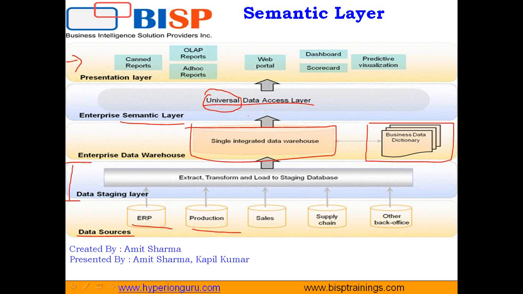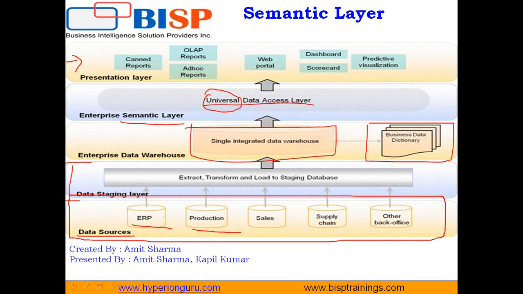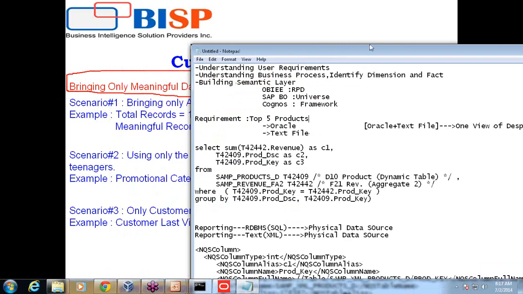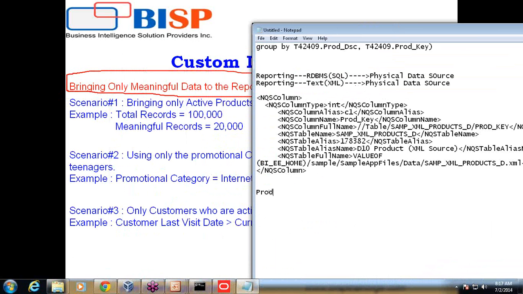To simplify complexities that exist in your underlying data source, which may be in terms of multiple data sources, or in terms of complexity in data understanding and navigation, we hide it. Let's get into more detail and see. Why do we design semantic layer? Semantic layer is designed to bring only meaningful data to the business user. Only meaningful data.